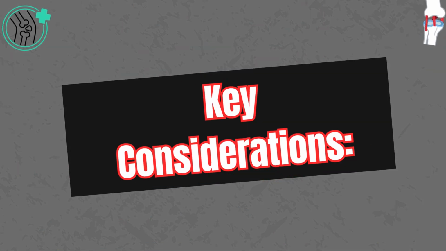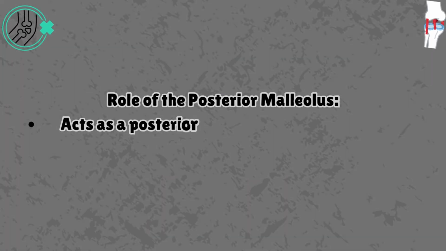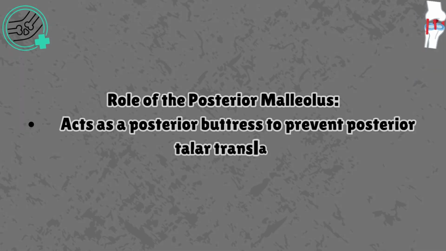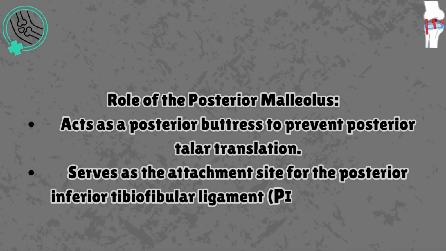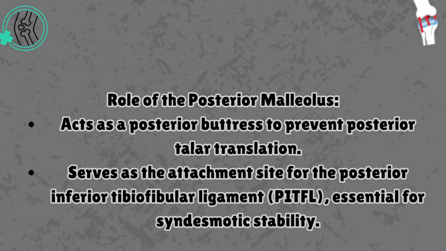Key considerations. Role of the posterior malleolus. It acts as a posterior buttress to prevent posterior talar translation. It serves as the attachment site for the posterior inferior tibiofibular ligament, essential for syndesmotic stability.